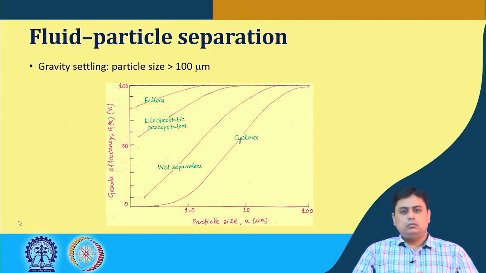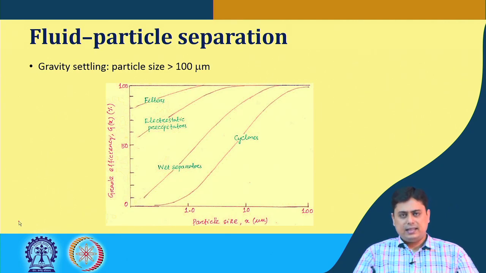Now, typically any effective or appropriate separation process depends on the type of separating equipment that has been chosen. So, for example, for particle sizes larger than 100 micron, it has been seen that gravity settling operations can work sufficiently, and also in an economic manner.